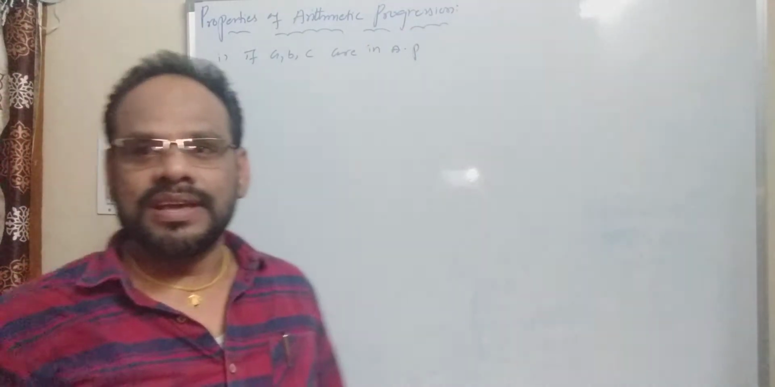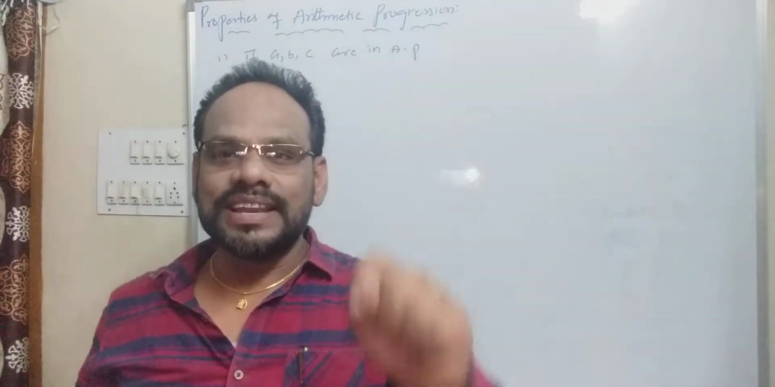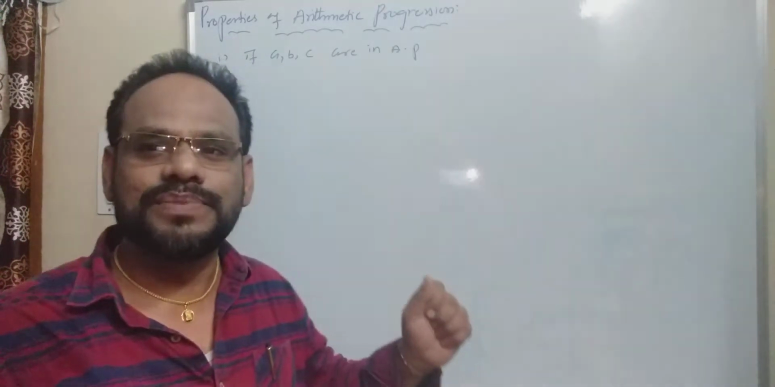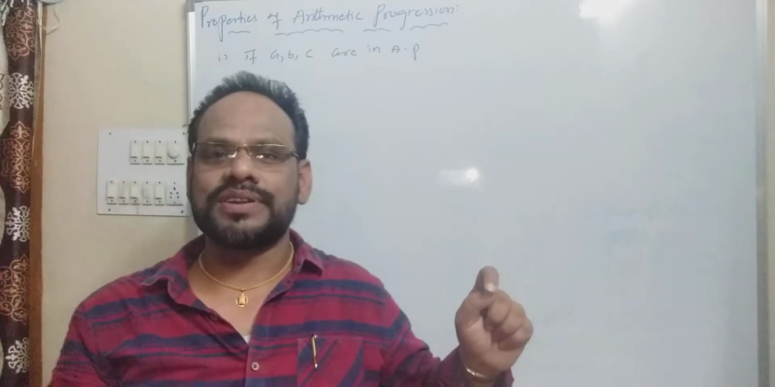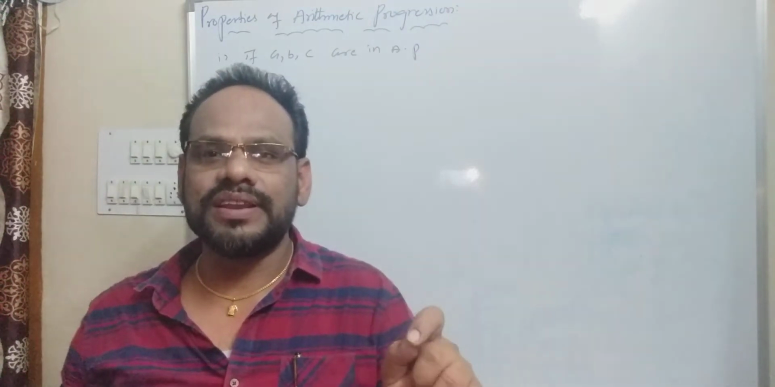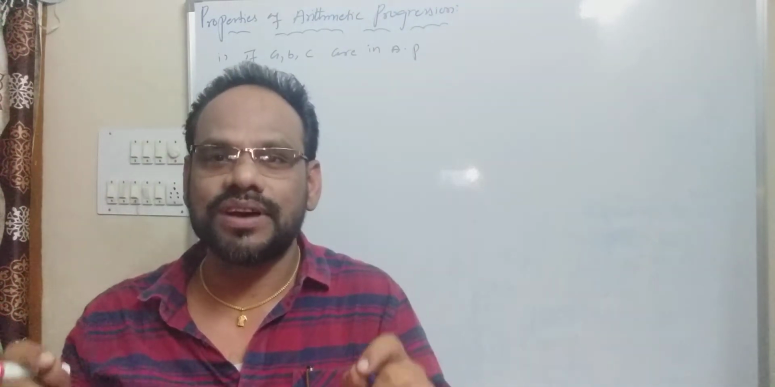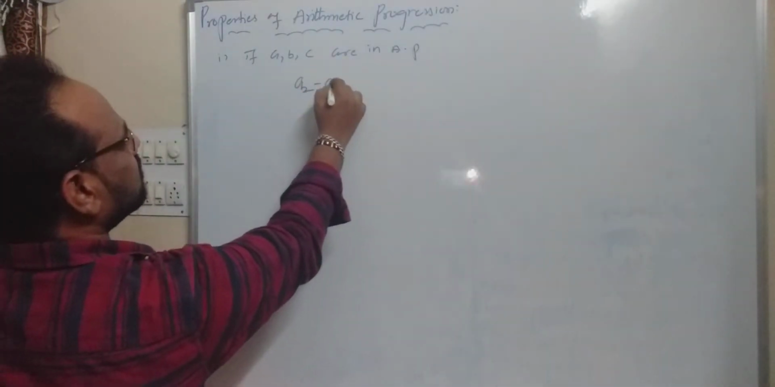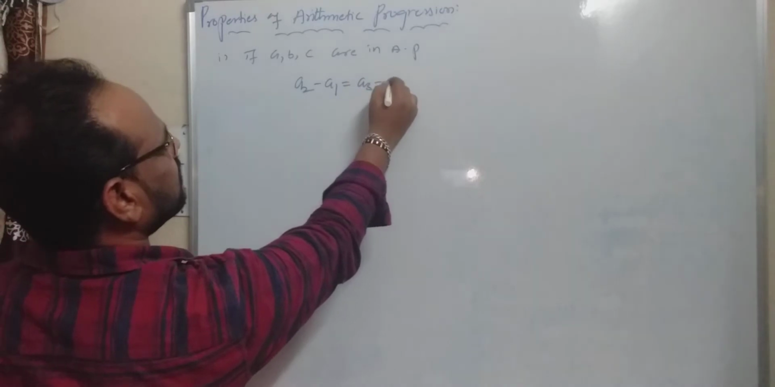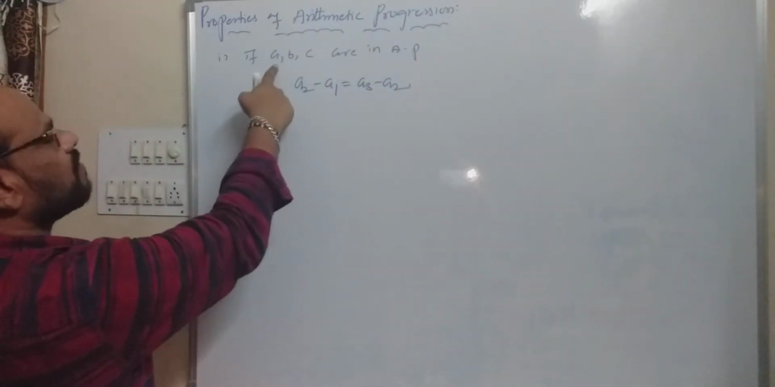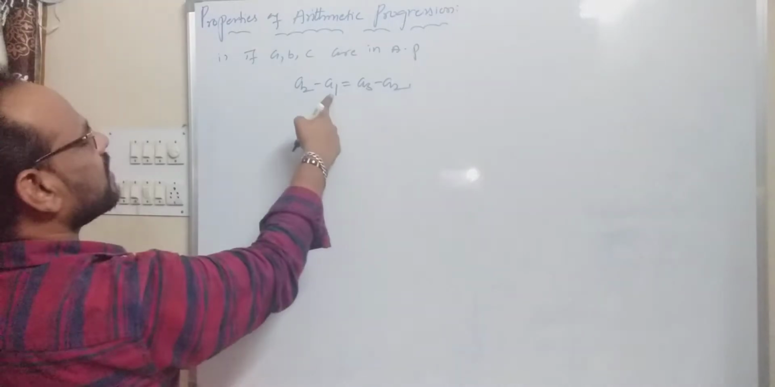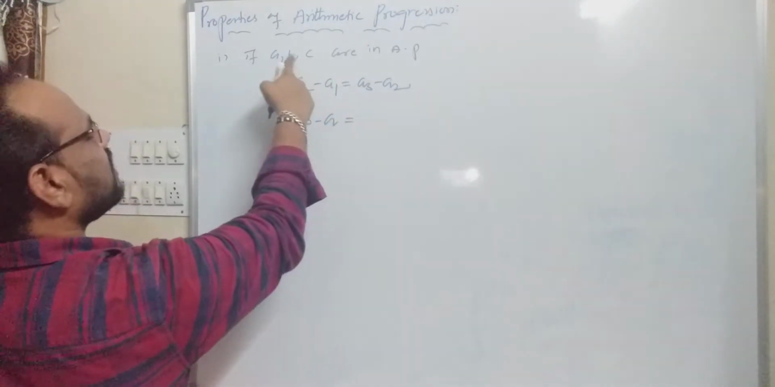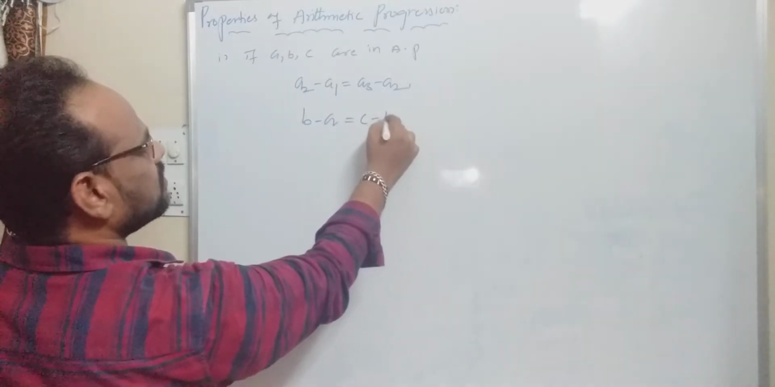that means if three terms are involved in arithmetic progression, observe here, in an arithmetic progression, the difference between any two consecutive terms is always the same. That means A2 minus A1 is nothing but A3 minus A2. Here A1, A2 and A3. A2 minus A1 is nothing but B minus A. A3 minus A2 is nothing but C minus B.